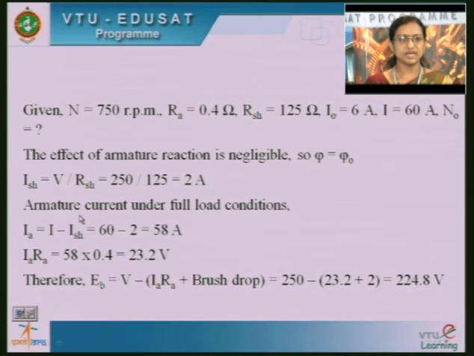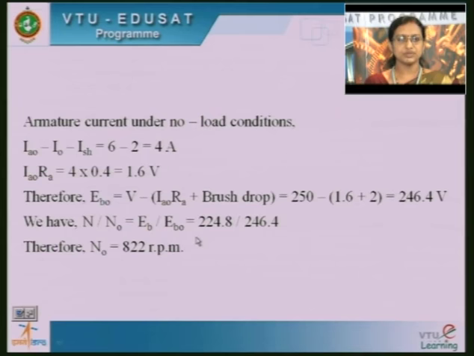Then you calculate the armature current under full load conditions. The current drawn from the supply is given as 60 and then you have calculated this ISH, that is equal to 2 ampere. IA is equal to I minus ISH. When you are substituting the values in this, we are getting this 58 ampere.